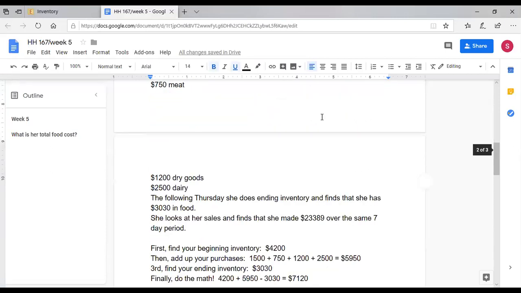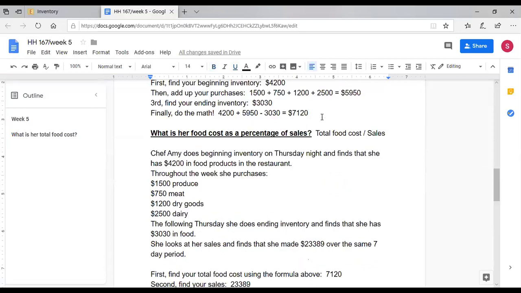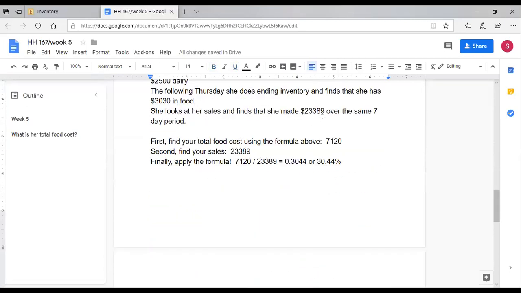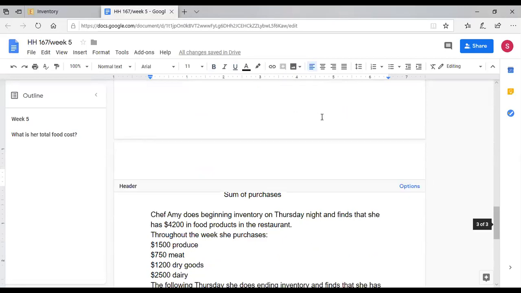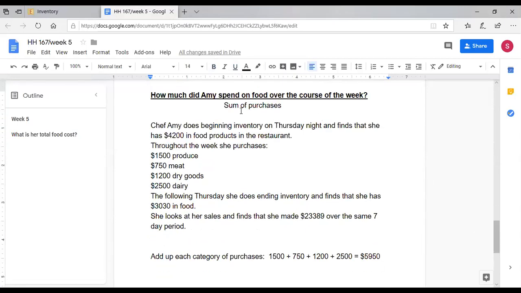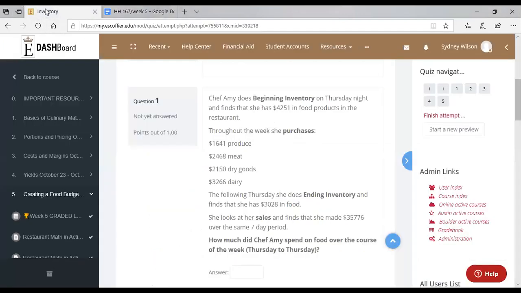My computer's moving a little slow tonight. There it is. Sum of purchases. How much did Amy spend on food over the course of the week? Add up each category of purchases. Right there, simple as that. So whenever I added them all up, I got 9,525. There's our answer.